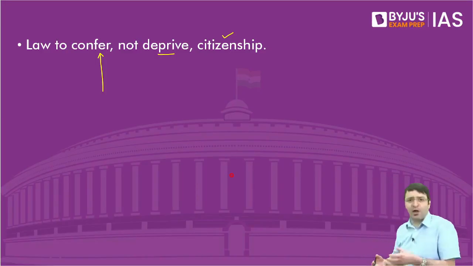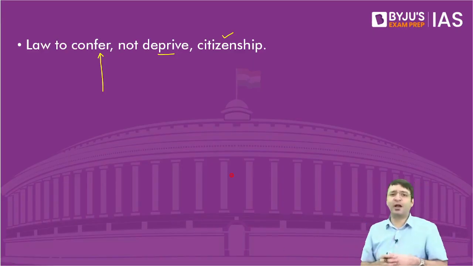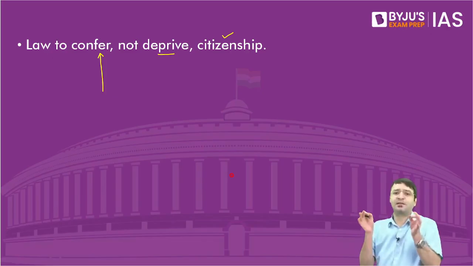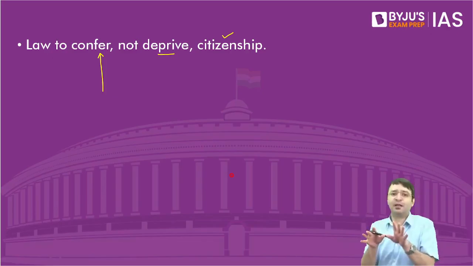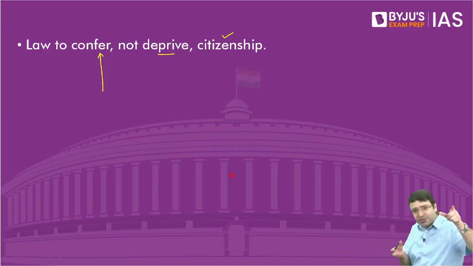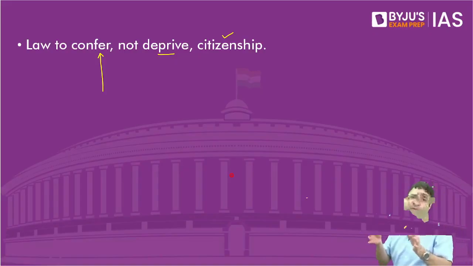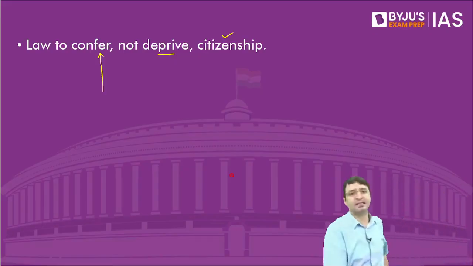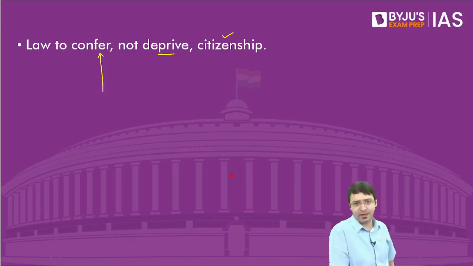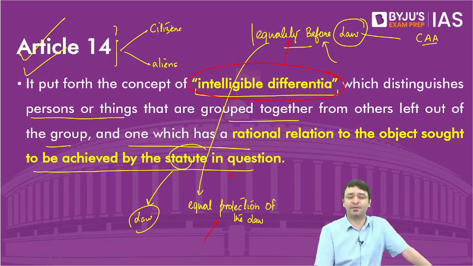So this is not a law which says Indians will be deprived of citizenship. It's not like we have fixed seats, 1,000 seats which we have to fill, and if we give 1,000 citizenships to these 3 countries, we have to remove 1,000 Indians from that list. There is no such thing. That is why one argument in favor of this law is this is a law to confer citizenship, not deny citizenship or deprive citizenship.